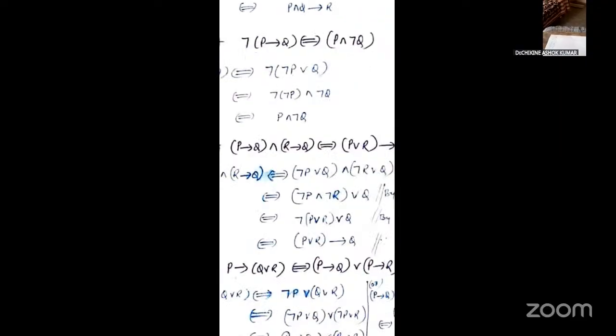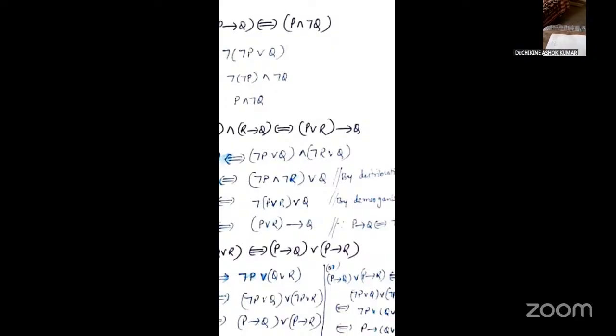Second one, R implies Q is there. R implies Q means again apply the P implies Q formula. But in the place of P, here we have R. In the place of Q, we have Q itself. So it will become negation R union Q. See here. First, I applied the first principle. P implies Q will become negation P union Q, and R implies Q will become negation R union Q.